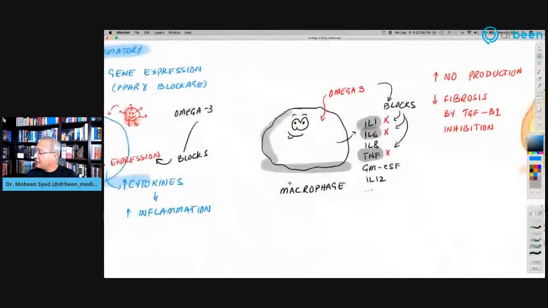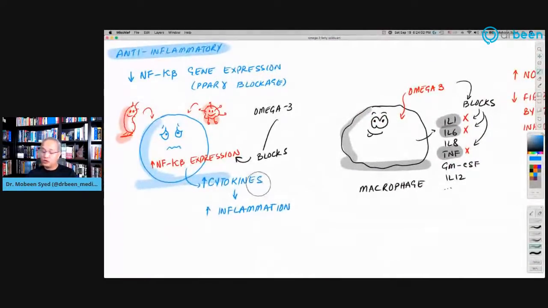Then anti-inflammatory effects. So this is directly related to long haulers. And that is, imagine this is a bacteria or a virus. These bacterial products or viral products, when they interact with a cell, the cell will have the nuclear factor kappa B gene activated in the nucleus of the cell that is under stress. And that would produce nuclear factor kappa B. That nuclear factor kappa B in turn would cause cytokine production.